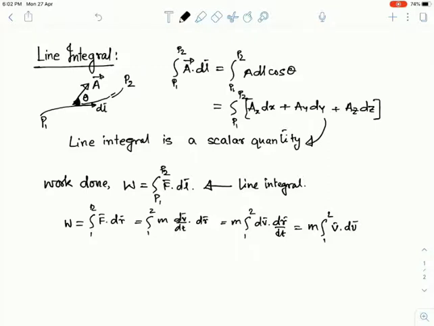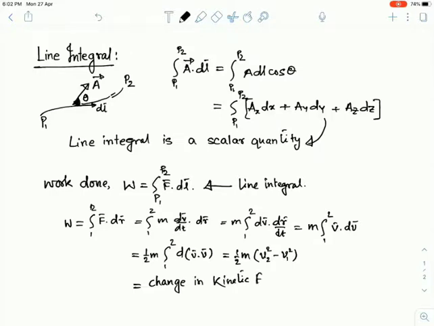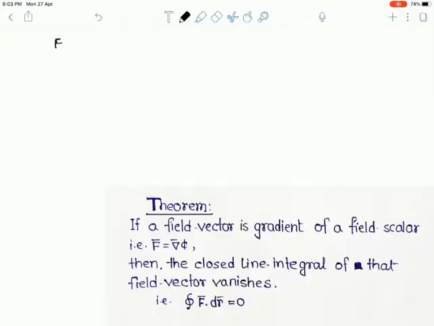Doing some calculation, as you see on the screen, we finally get work done W equals half m (v2 square minus v1 square), and it is the change in kinetic energy. So work done is the change in kinetic energy. This proves the work-energy theorem.